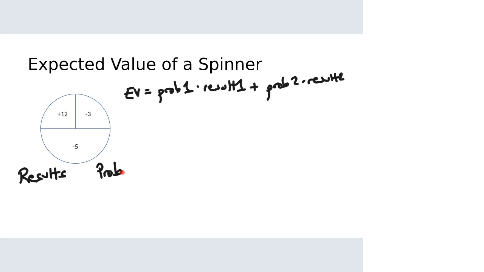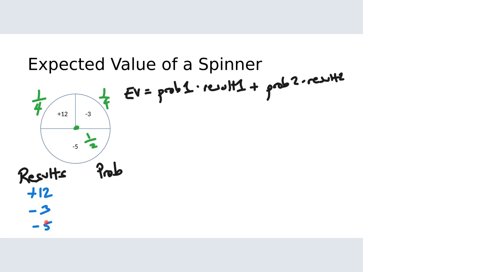And when I look at this spinner here, if I were to spin it around, 1/4 of the time it's going to land on plus 12. 1/4 of the time it's going to land on -3. And half of the time, it's going to land on -5. The results that could possibly happen if I played this game is I could win 12, I could lose 3, or I could lose 5.